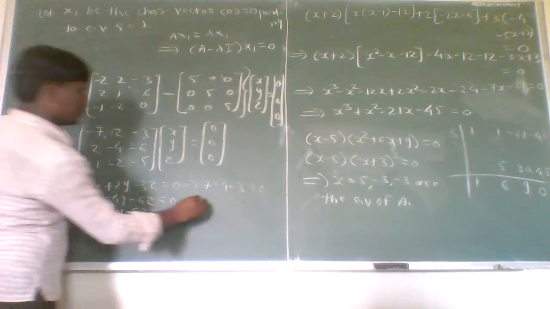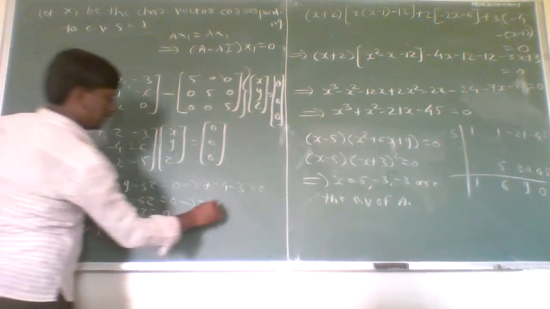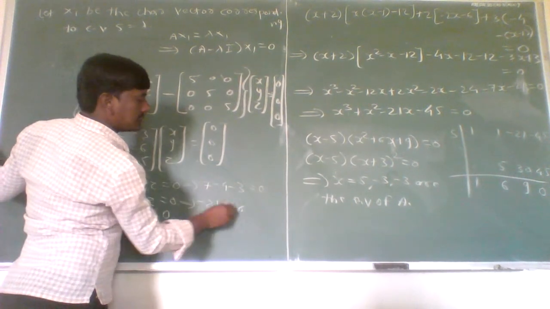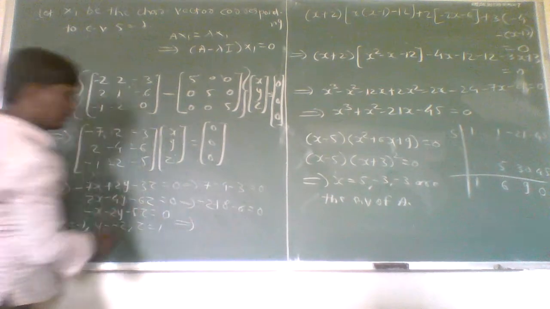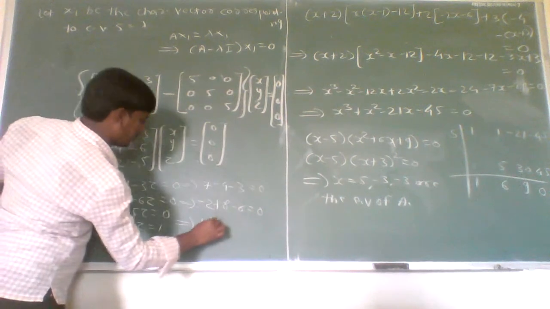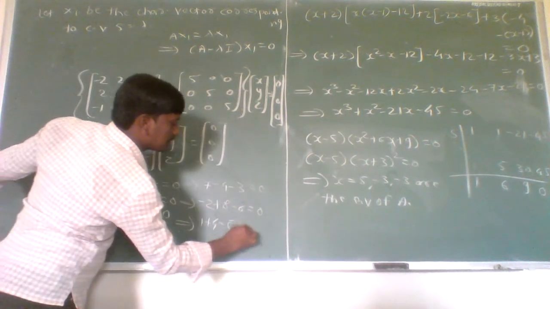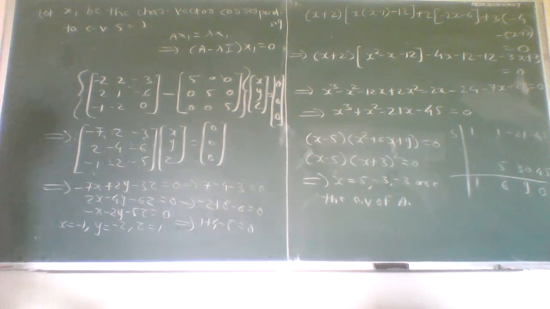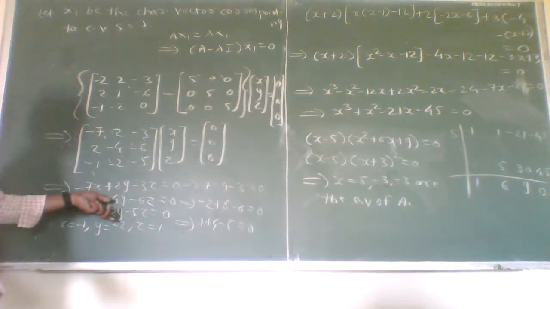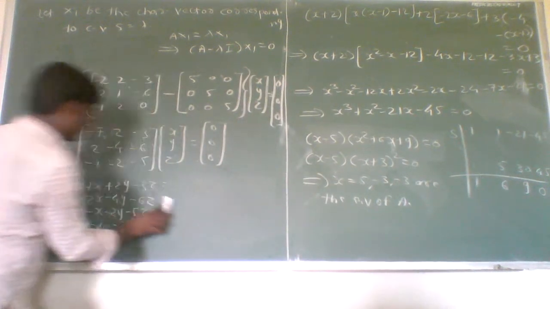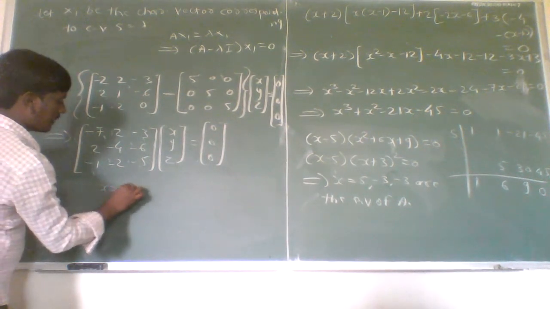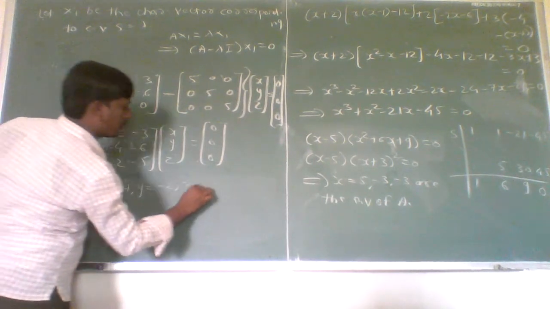Similarly, for the second, minus 2 minus 8 plus 8, which is equal to 0. Similarly, for the third, x equal to minus 1 gives 1, y equal to minus 2 gives plus 4, z equal to 1 gives minus 5, which is equal to 0. So if we take x equal to minus 1, y equal to minus 2, and z equal to 1, it satisfies the equations.